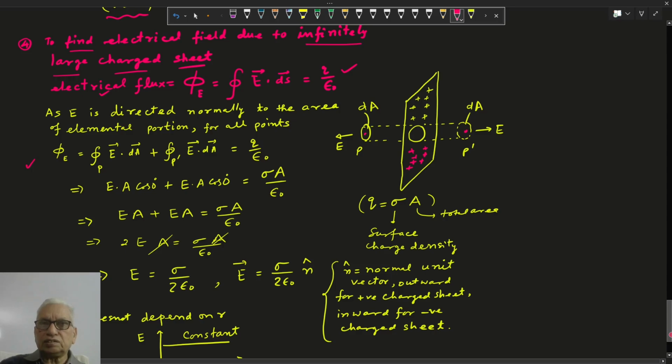Using the Gauss theorem, integration for the closed path of E dot dA at point P and at point P dash equals total charge Q upon epsilon naught. The charge Q can be found by Q equals sigma into A. This is the surface charge density, charge upon area. So sigma is the surface charge density, A is the total area, and n cap is the normal unit vector. For a positive charge sheet the field is away from it, and for a negative charge it is towards the sheet, or inward. Here E times area times cos 0.